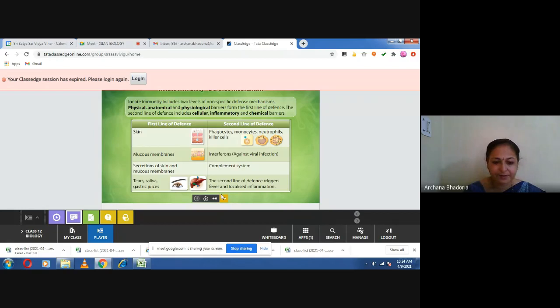All have understood? The tears, the saliva, the gastric juices, they are considered as the next one. Okay, all have noted the physical barriers. You can mark it in the book: number one, the skin, and number two, mucus coating of the epithelium. All have understood? Okay, now Shravani, quickly say, what are physical barriers? Ma'am, skin, mucous membrane.